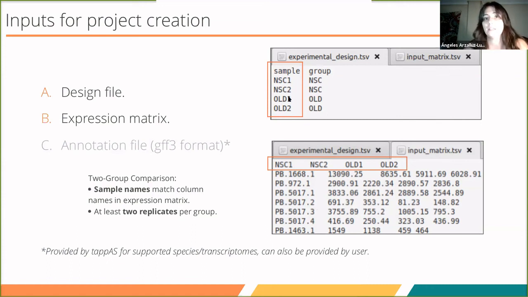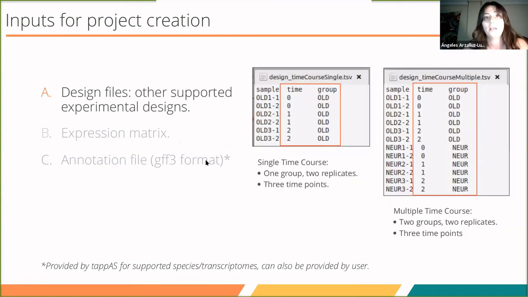However, in this case, this is a two-group comparison, but this is not the only type of experimental design that is supported by tappAS. Other available designs include single time course, which contains a single experimental group, but several observations across different time points, and multiple time course with two experimental groups and a time dependent design for each of them. In this case, you must include a time column in your design file, which must contain the number time points.